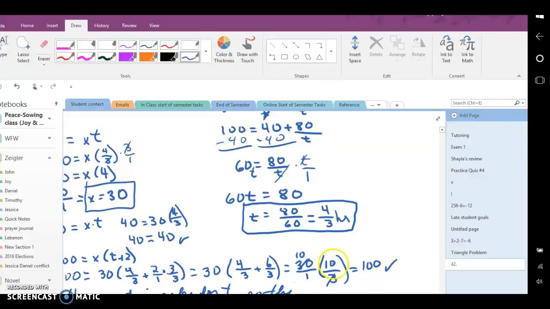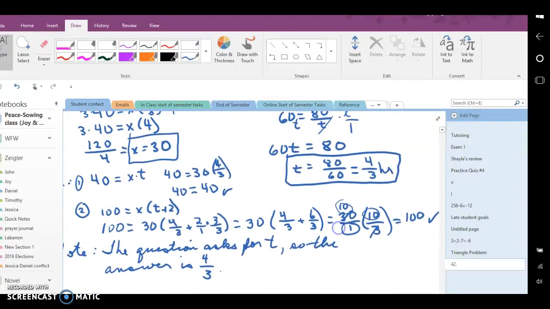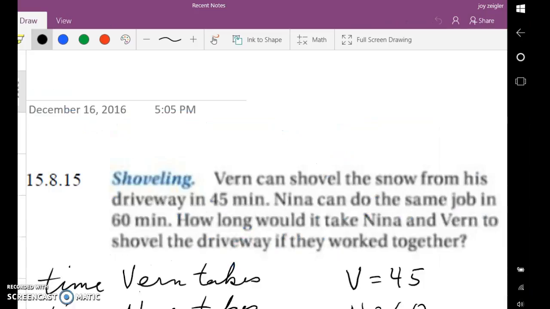So we have 30 over 1 times 10 over 3. 3 goes into 30 10 times, and we have 1 on the bottom, which is the same as 10 times 10, which is 100. Let me circle these. So 100, and that's what we were hoping it would equal, so that checks. Now note the question asks for T, so the answer is 4/3. It is not 30.